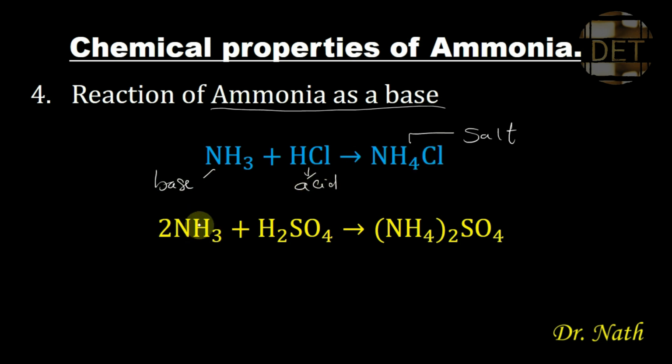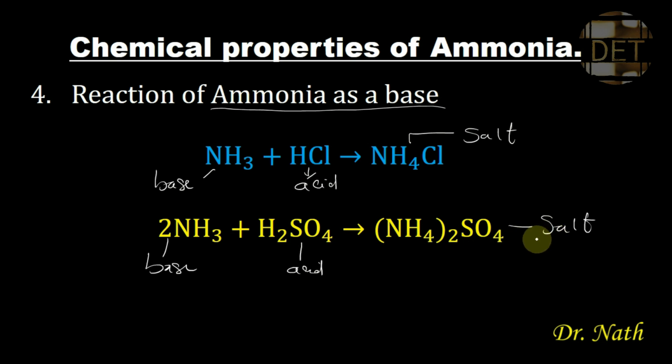Ammonia, this is ammonia. When it reacts with tetraoxosulphate(VI) acid, it will form ammonium tetraoxosulphate(VI). So this is a salt, this is an acid, and this is a base. So this is what the reaction of ammonia as a base entails. When it reacts with acid, it will form salt. With hydrochloric acid, it will form ammonium chloride, which is a salt. With tetraoxosulphate(VI) acid, it will form ammonium tetraoxosulphate(VI), which is also a salt.